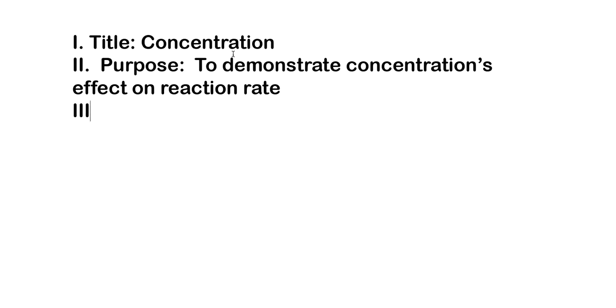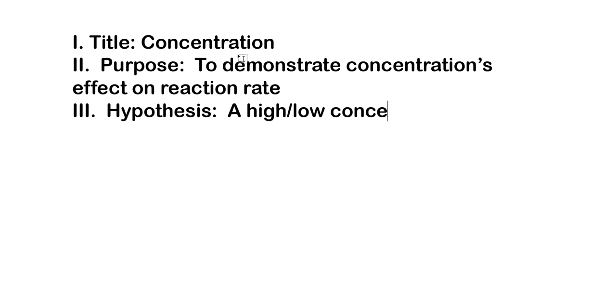Next one, Roman numeral 3, is our hypothesis. Again, a hypothesis is just an educated guess as to what's going to happen. Eventually we're going to have a low concentration versus a high concentration. Which one will react the fastest? So our hypothesis is going to be a choose-your-own in this case: a high/low concentration will react faster. Choose your own.